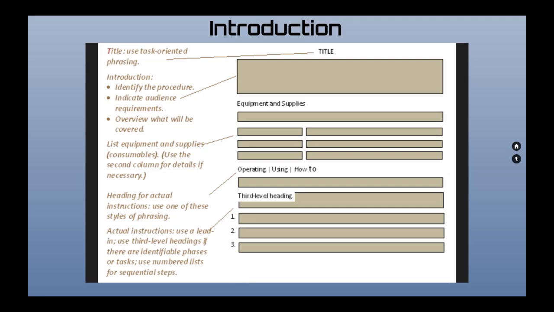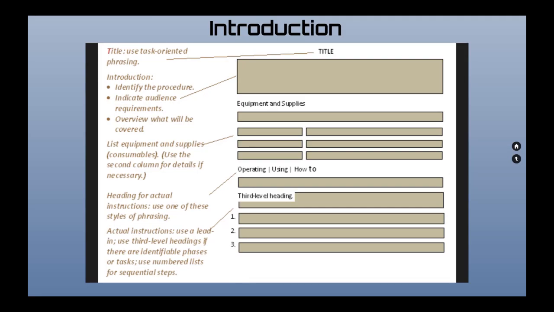But as the video pointed out, there are actually two sections that are always included in instructional manuals. The first one is the title, of course, because it tells you what we're giving instructions on. And then you have the introduction, because that identifies the procedure, indicates the audience and the requirements, and gives an overview of what will be covered in the instructional manual.